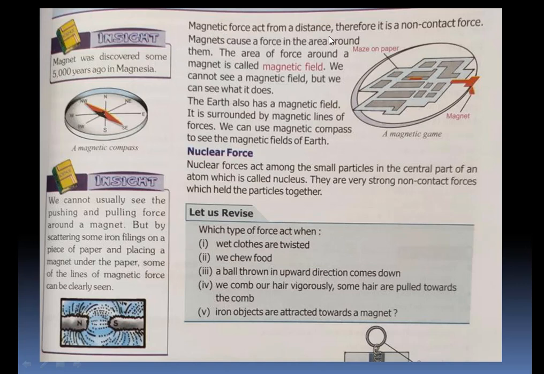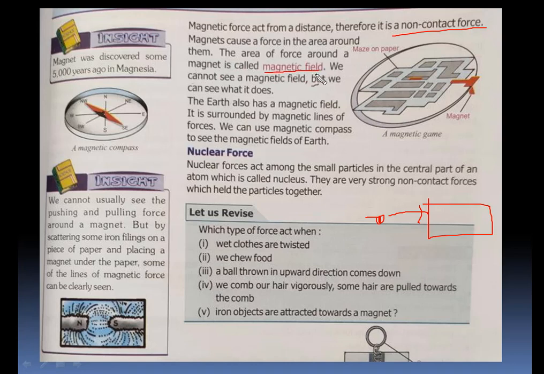So you can see magnetic force acts from a distance. Suppose this is a magnet. If you bring a piece of iron, it is going to attract it. It acts from a distance. Therefore, it is a non-contact force. Magnets cause a force in the area around them. The area of force around a magnet is called the magnetic field.